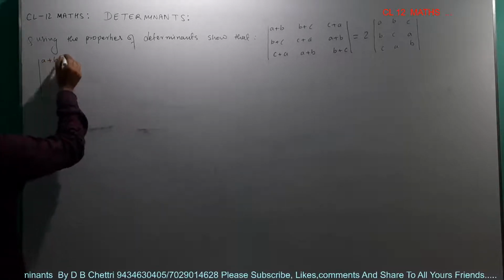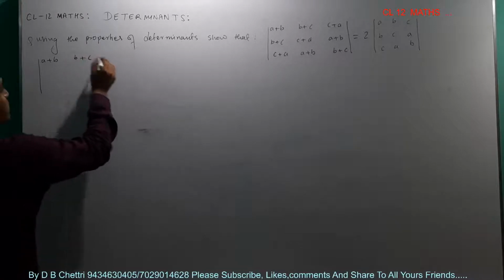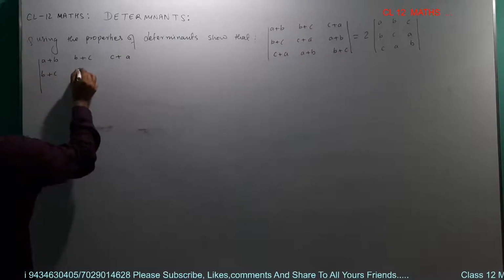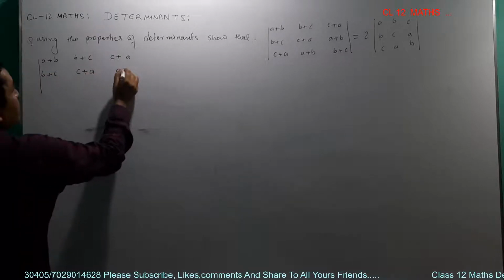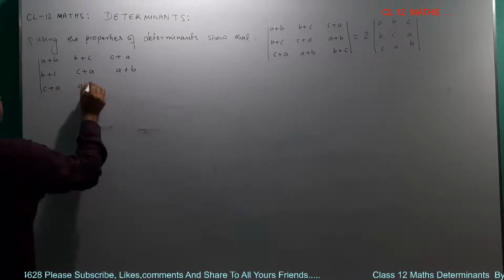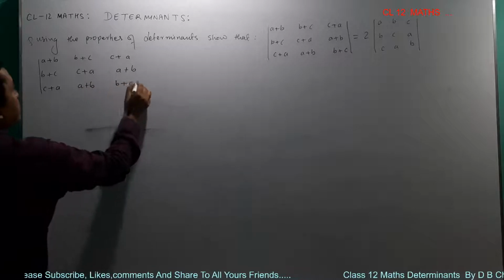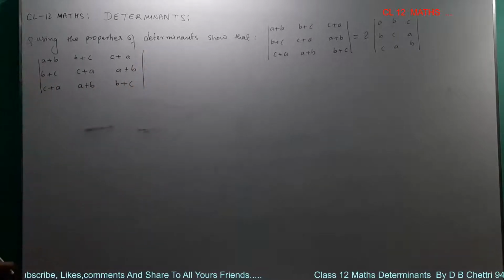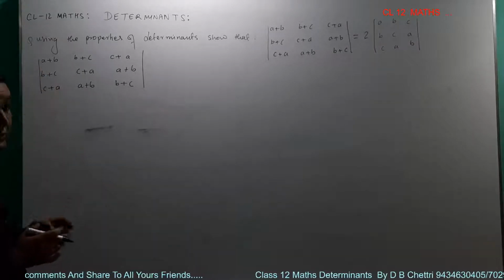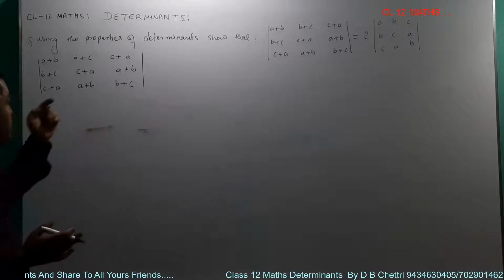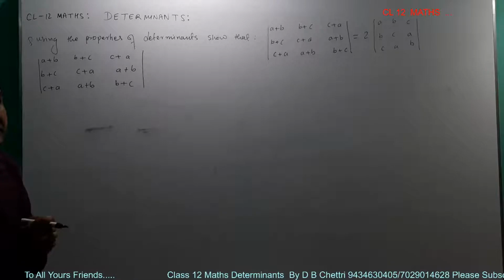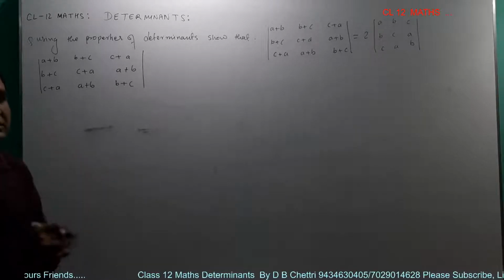A plus B, B plus C, C plus A, B plus C, C plus A plus B, C plus A plus B, B plus C. Now, according to the property of determinants, we can split these determinants into two. If there is a sum of two elements within the determinant, we can split them into two determinants. If there is a sum of three, we can split them into three determinants.